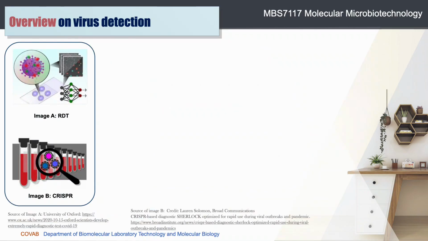Now let's look at an overview of various methods used for virus detection. In the picture here, we have rapid diagnostic tests where we collect a sample and we want, perhaps even at the point of source, to be able to know what virus we have. Or we can have blood samples at the point of care and using CRISPR actually find out exactly there what virus we are dealing with.